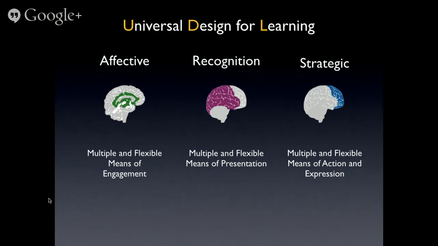For the strategic network, it's providing multiple and flexible means of action and expression. And what that means is essentially providing a variety of ways for how learners can show what they know and what they've learned. And at the same time, they're developing what's called executive functioning, their ability to plan and to develop strategies for learning. So that's a real brief overview. Again, you can go to cast.org and get a lot more on universal design for learning.